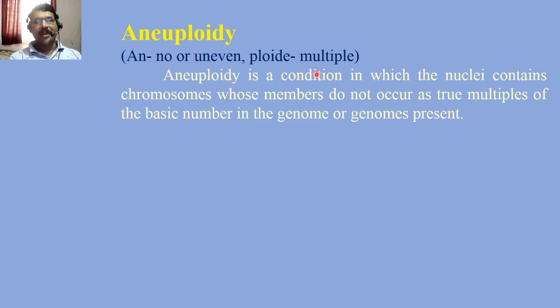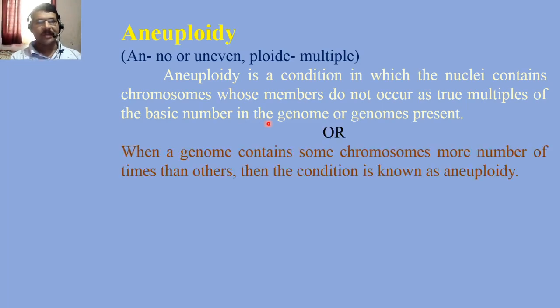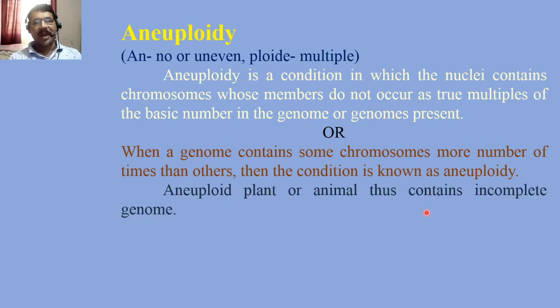So aneuploidy is a condition in which the nuclei contain chromosomes whose number does not occur as true multiples of the basic number in the genome. So here you can see some chromosomes get added to that genome or some chromosomes get deleted from that genome. Then this condition is known as aneuploidy. When a genome contains some chromosomes more number of times than others or less number of times than others, then the condition is known as aneuploidy. Aneuploid plants or animals thus contain an incomplete genome.